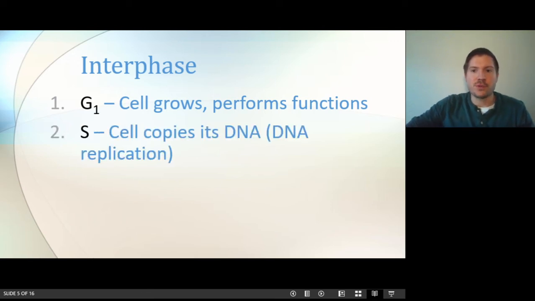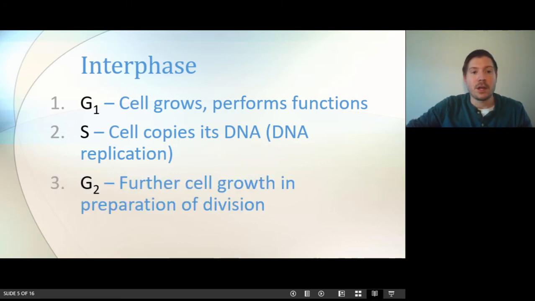After G1 is over, now the cell is preparing for division. It goes into S phase. S stands for synthesis. Synthesis means to build. And in this stage, the cell is going to copy its DNA, do DNA replication, which we talked about. After that process is over, DNA has been checked, it's good to go, got an extra copy. The cell will go into the G2 phase, where it will grow further and prepare to divide. It's really committed to division at this point.